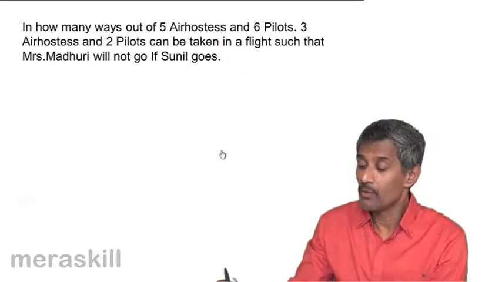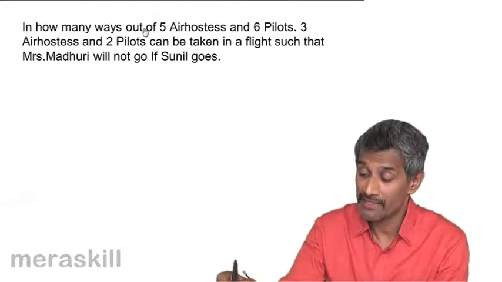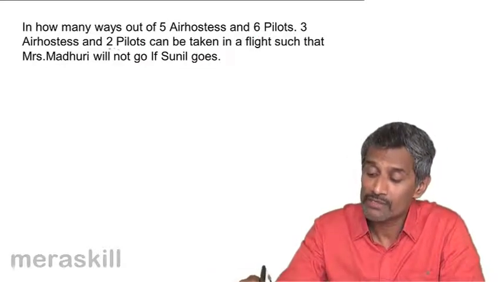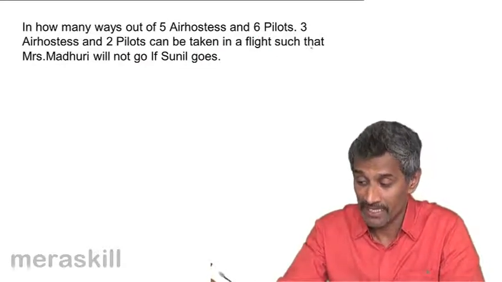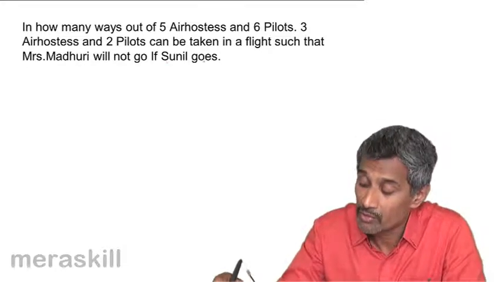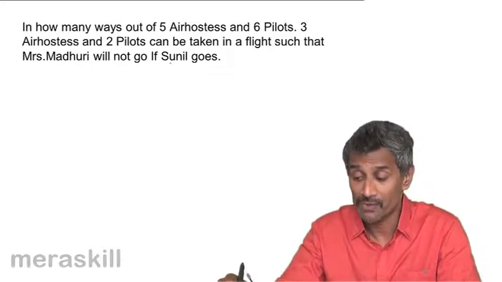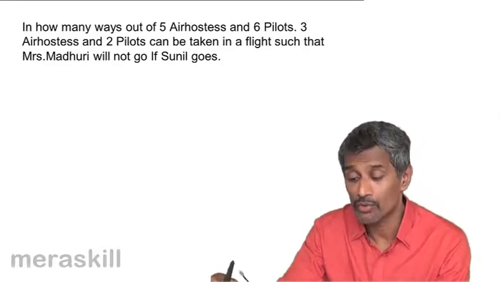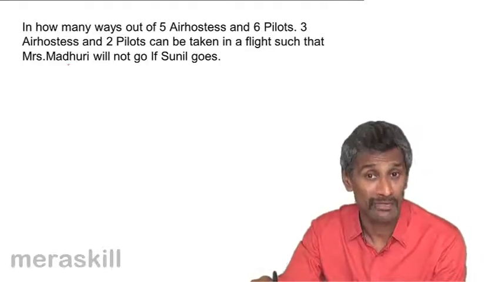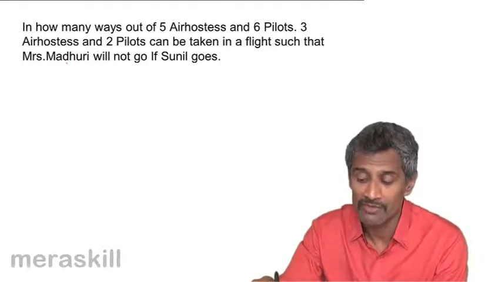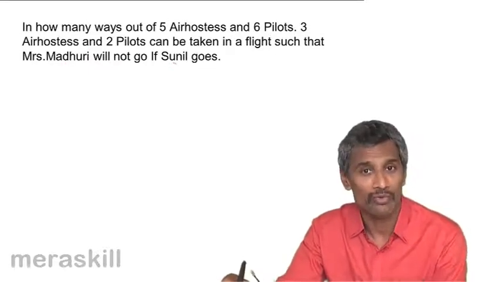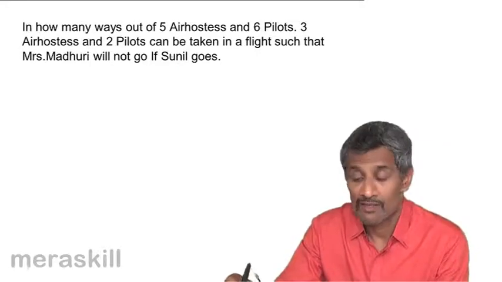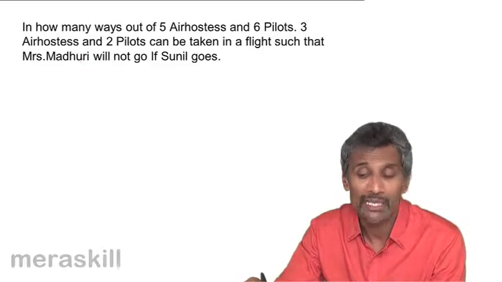Okay. Now we have, in how many ways out of 5 air hostesses and 6 pilots, 3 air hostesses and 2 pilots can be taken in a flight such that Mrs. Madhuri will not go if Sunil goes. That means if Sunil goes, Mrs. Madhuri will not go. But if Sunil does not go, Madhuri might go or still might not go. It is not sure. So Sunil and Madhuri will never be found in a single selection. If Sunil is not there, Madhuri could be there or could not be there.